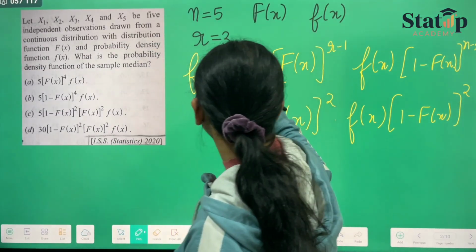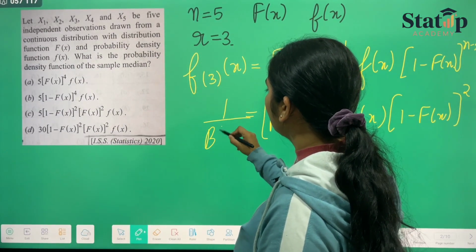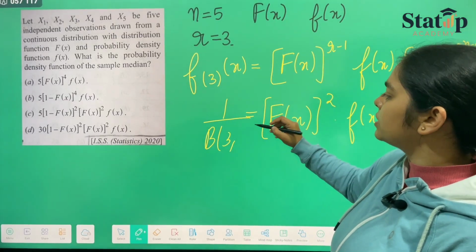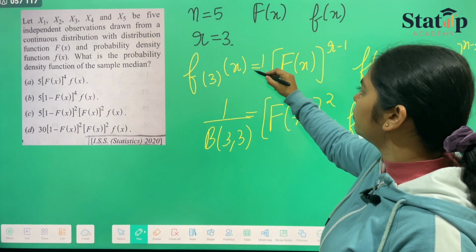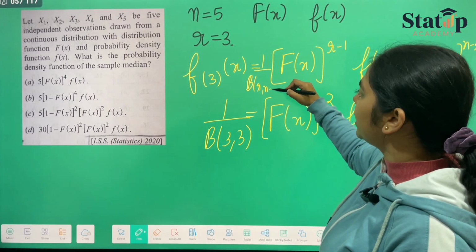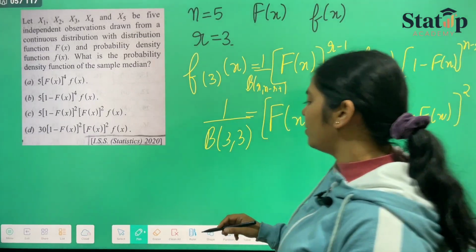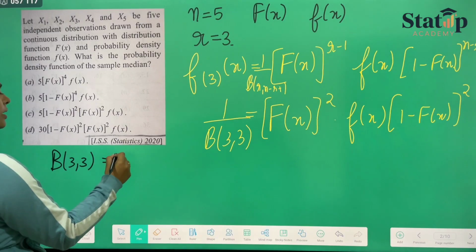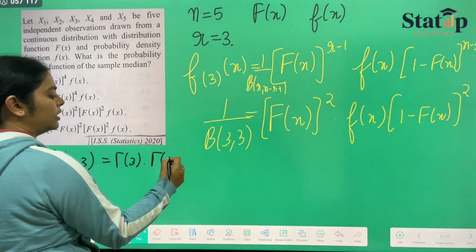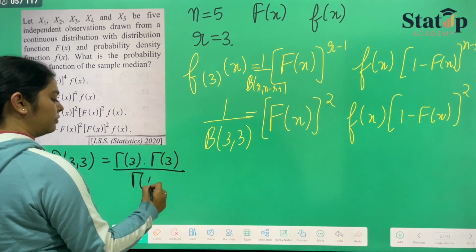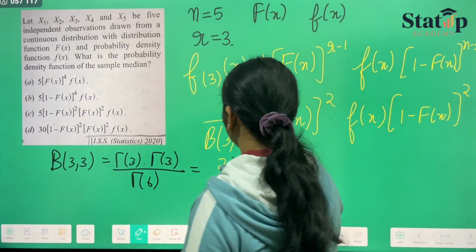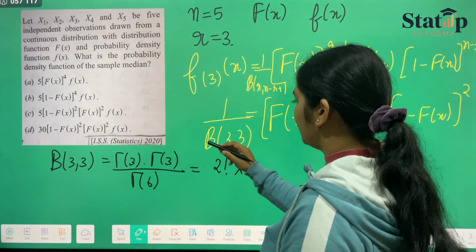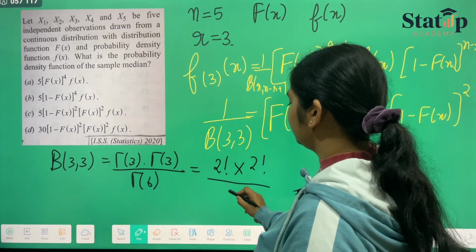And it is also multiplied by 1 upon beta r, n minus r plus 1. R is 3, n minus r, 5 minus 3 will be 2, plus 1, so beta 3 comma 3. I can show you how to solve it. Beta 3 comma 3 will be gamma 3 into gamma 3 upon gamma 3 plus 3, which will be gamma 6. So gamma 3 is 2 factorial, gamma 3 is 2 factorial, and gamma 6 is 5 factorial.